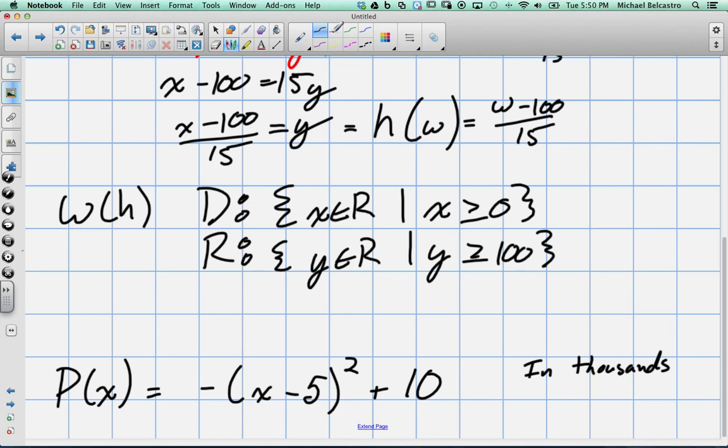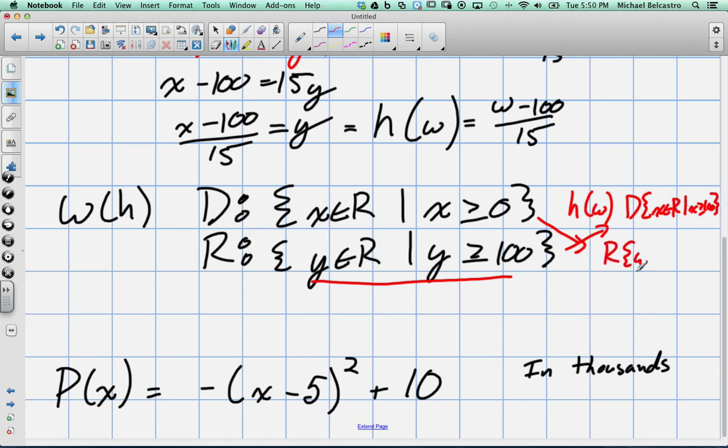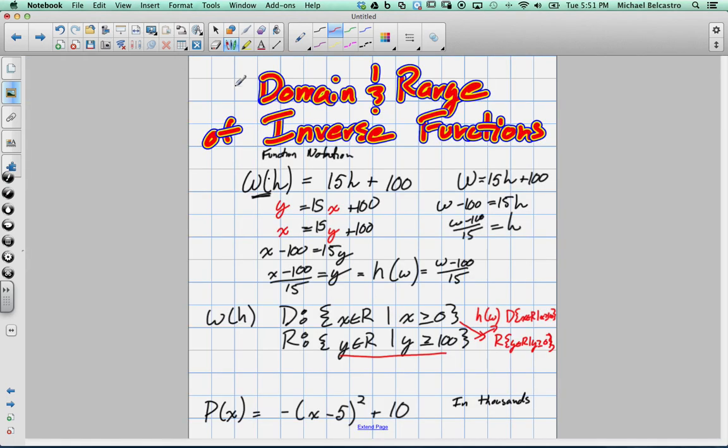Now, for our new function, which is, I'll write it a little smaller, w inverse of h, what happens is the range restrictions become the domain, and the domain restrictions become the range. So our domain here is x in R such that x is greater than or equal to 100. It's a little hard to see. And our range is y in R such that y is greater than or equal to 0. So our domain and range actually flip values, which is the same idea as our points flipping values.